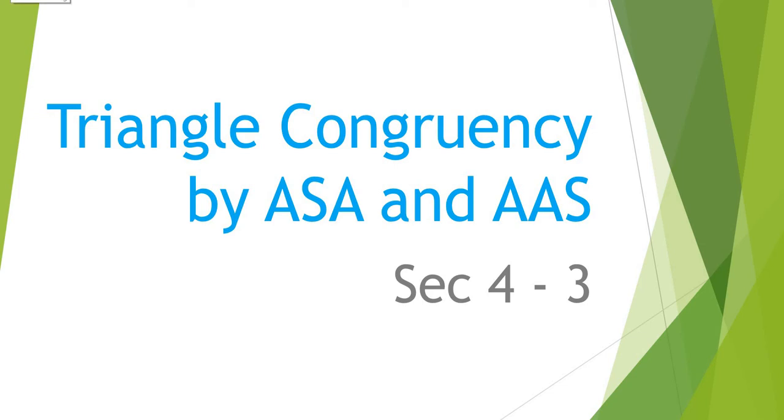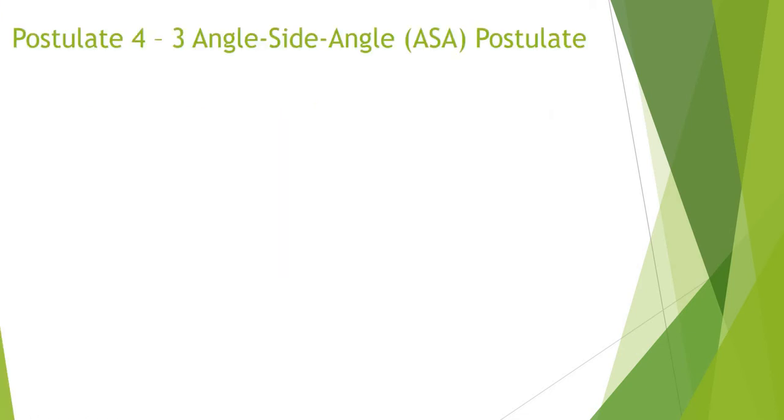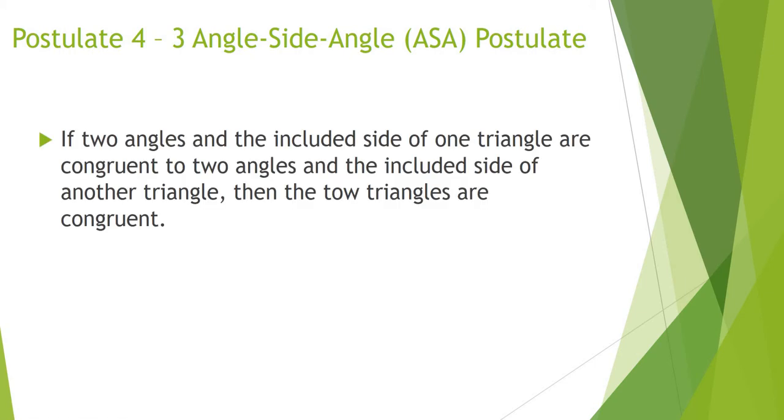Okay, triangle congruency by angle side angle and angle angle side. So two new ways to prove congruency in section 4.3. All right, the angle side angle postulate says if two angles and the included side of one triangle are congruent to two angles and the included side of another triangle, then the two triangles are congruent. So what does that mean?